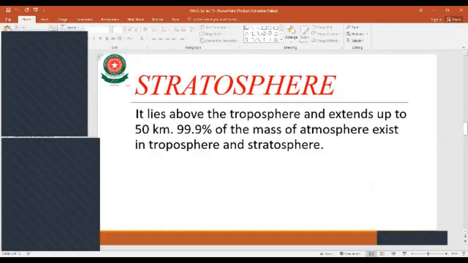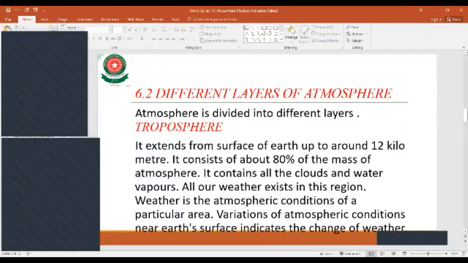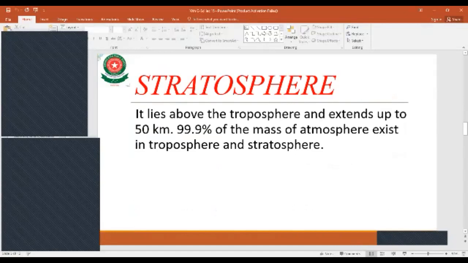The next layer is the stratosphere, which lies above the troposphere and extends up to 50 kilometers. I have discussed the stratosphere and troposphere in the previous lecture. Both of them together contain 99.9% of the mass of the atmosphere.